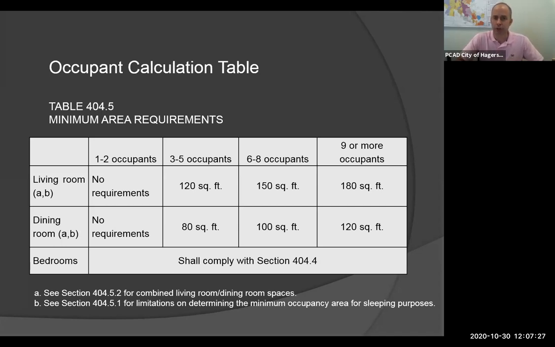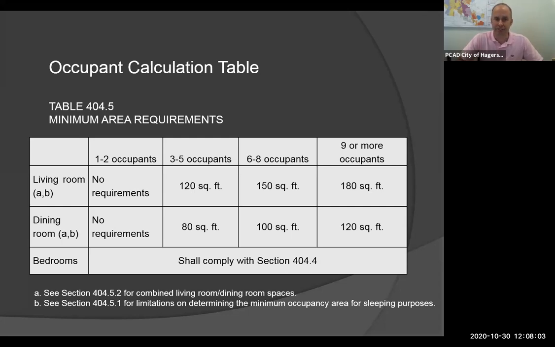This is the chart that we use to help us determine the number of occupants in a structure. First, we're going to go over living rooms and dining rooms. As you can tell, for 1 and 2 occupants, there are no requirements for living and dining space. There are bedroom requirements, but there are no living and dining requirements for 1 or 2 people. Now, you can see in the chart that as it goes up, there are requirements for 3 to 5 people, and then also 6 to 8, and then ones for 9 or more.